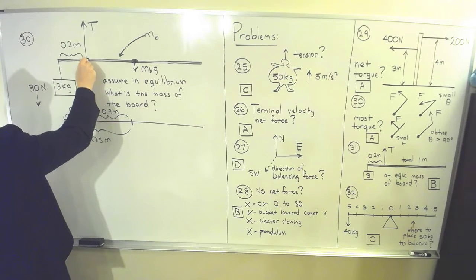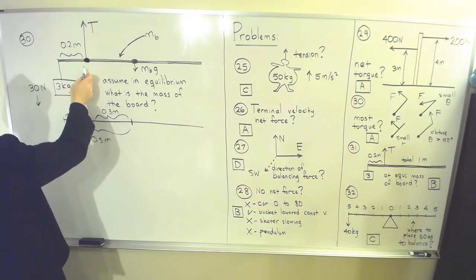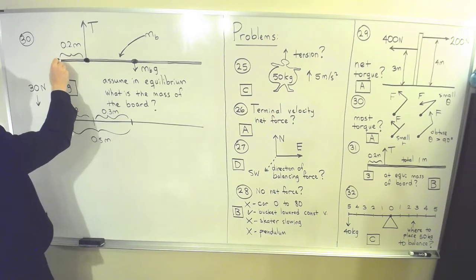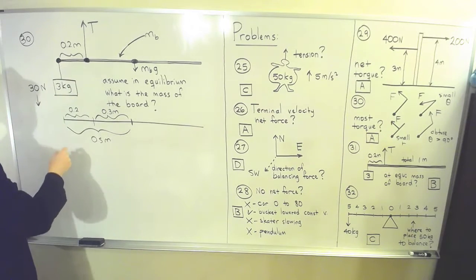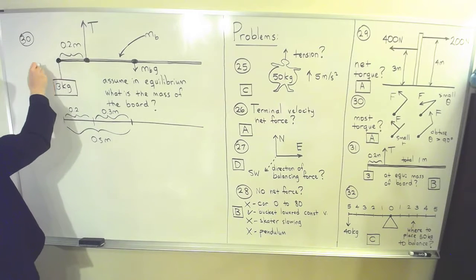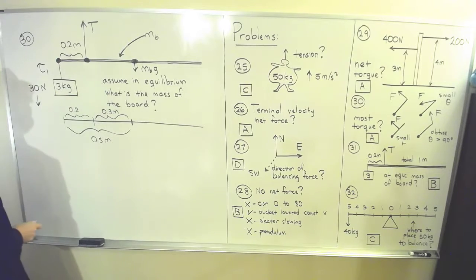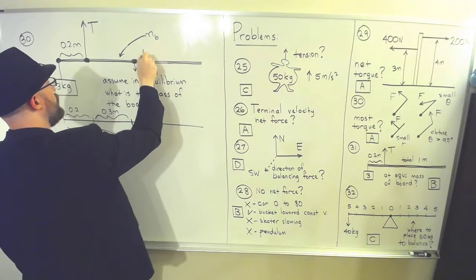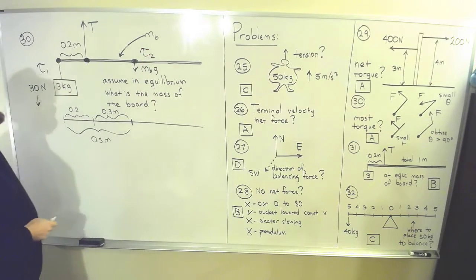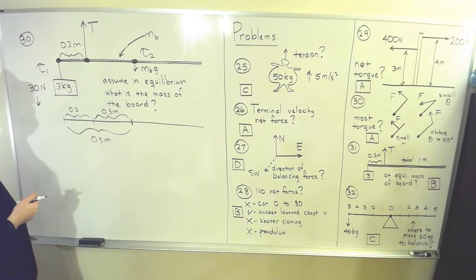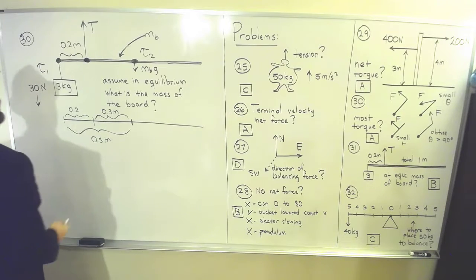Now, the tension is exerted upward like this. And so what you can do is you can say that the torque, I can call this torque 1. That's the torque exerted by this mass here. And I can call this one here torque 2. Those torques have to be equal to each other. And now I should be able to solve the problem.